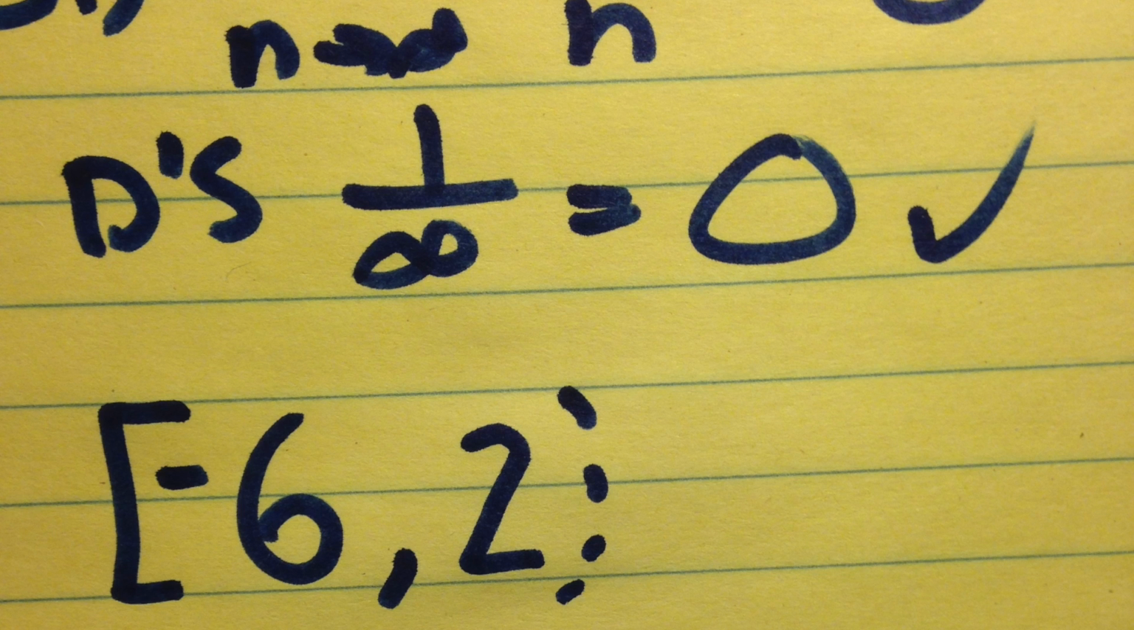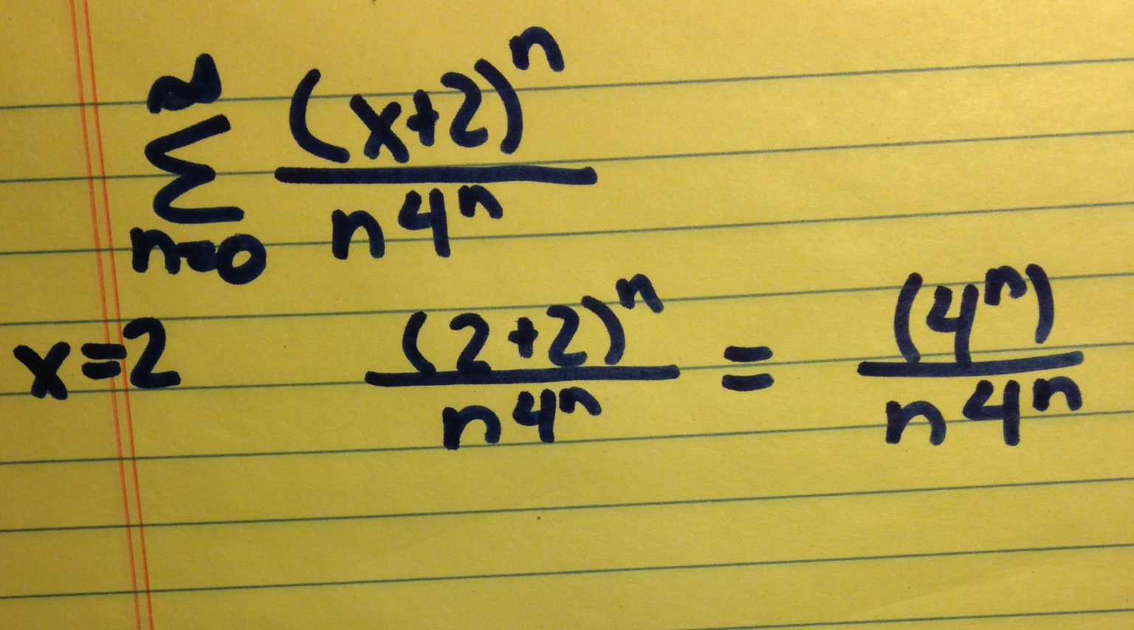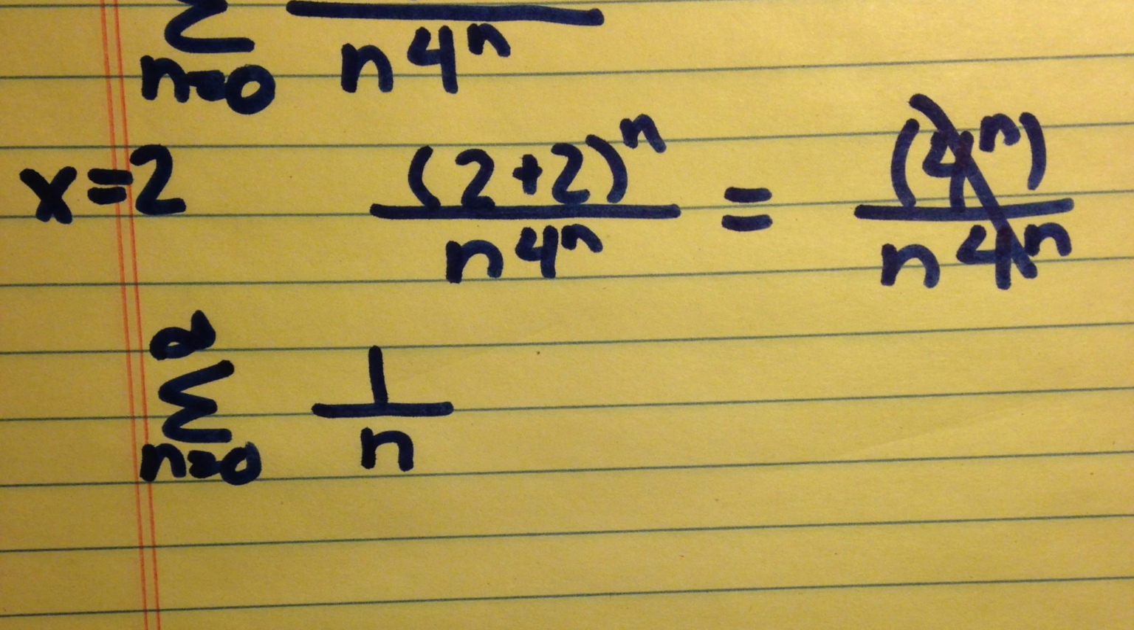Now, because the series passed the test when x equals -6, on the left side we have the bound being inclusive. We still don't know if 2 is included in our interval, so next we'll have to test for convergence when x equals 2. Just by plugging in 2 for x, we get 4^n divided by n times 4^n. This cancels out very nicely to give us this series of 1 over n.